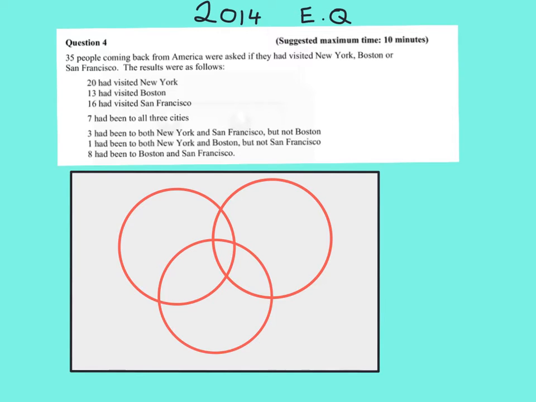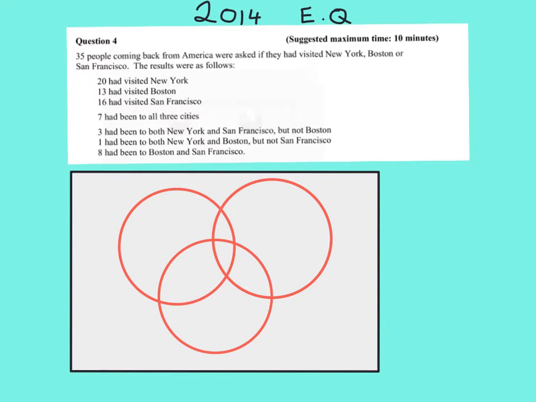Hey guys, so I'm just going to correct the homework question that I set for you that I had hoped to get covered in class yesterday, but I didn't. Okay, so 35 people coming back from America were asked if they had visited New York, Boston or San Francisco. So first of all, I'm going to write my U in here. So I have U equals 35, and I'm going to call this N, this B, and finally this S, for New York, Boston and San Francisco.